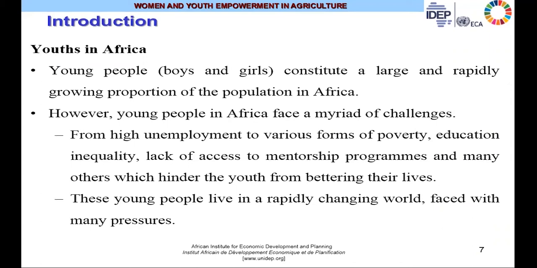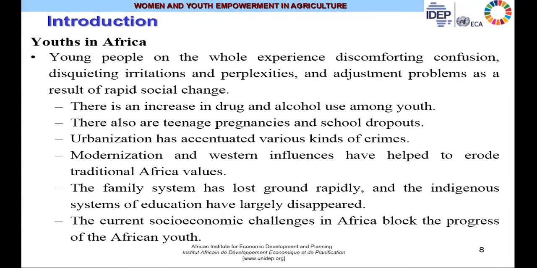Young people, whether boys and girls, constitute a large and rapidly growing proportion of the African population. However, the younger people in Africa's population face a myriad of challenges, from high unemployment to various forms of poverty, education, inequality, lack of access to mentorship programs, and many others which hinder the youth from bettering their lives. These young people live in a rapidly changing world faced with many pressures. In fact, the young people in Africa on the whole experience discomforting confusion, disquieting irritations and perplexities, as well as adjustment problems as a result of the rapid social change which these youths face.